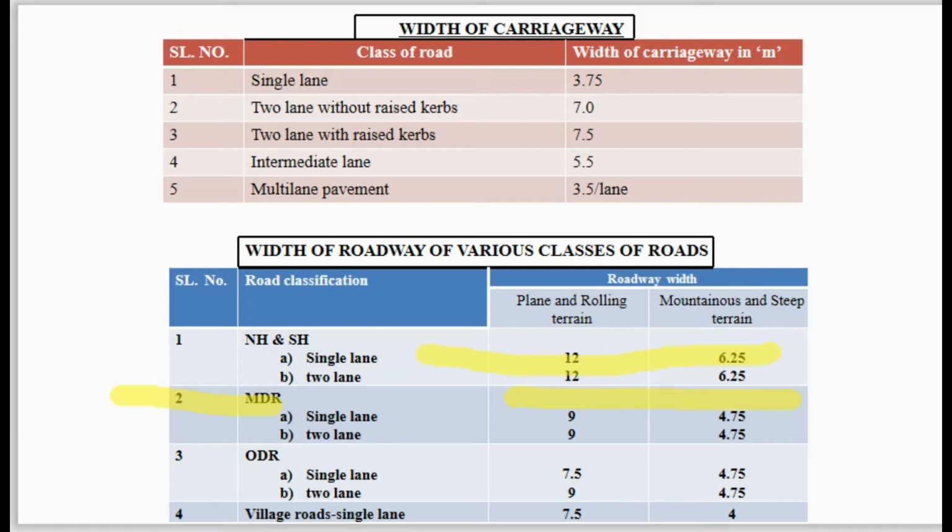As seen from the table, the width of the carriageway for a single lane should be 3.75 meters. When it is a two lane without raised curbs, the width of the carriageway should be 7 meters. For the two lane with raised curbs, 7.5 meters, and intermediate lane with a total width of 5.5 meters. And if it is a multi-lane pavement, then it should be 3.5 meters per lane. Means whatever is the number of lanes, the width of every lane should be at least 3.5 meters.